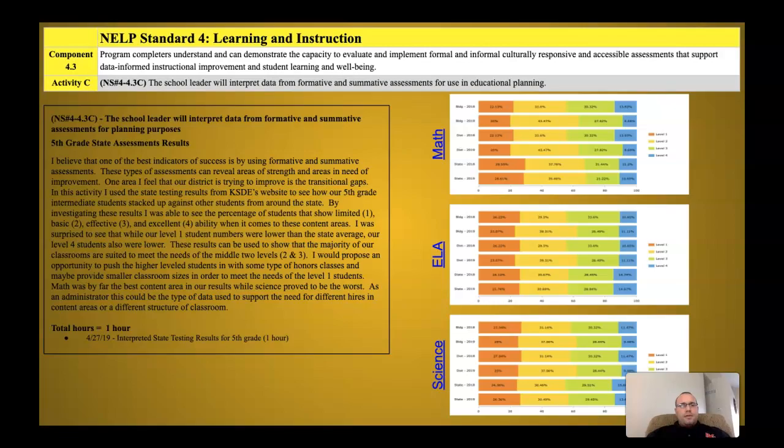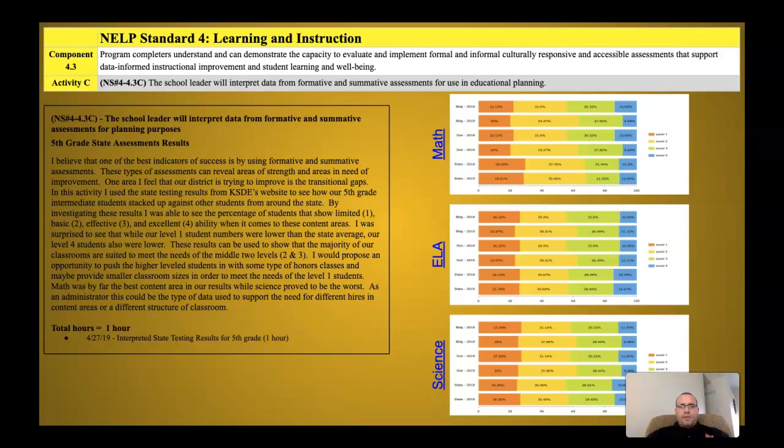One of the standards that I covered was 4.3C. The school leader will interpret data from formative and summative assessments for planning purposes. In order to do this, I looked at our 5th grade state assessment results in order to see where we matched up with the rest of the state in our science, math, and ELA content areas.